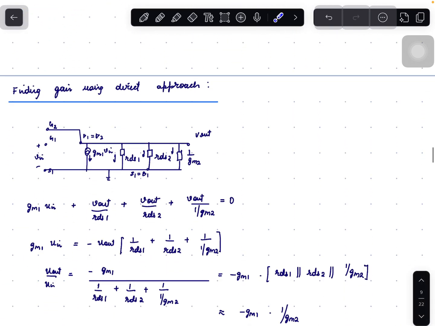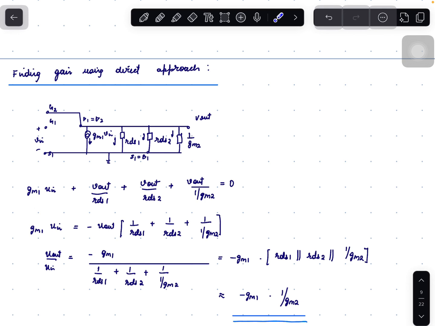Next is finding the gain using the direct approach. Draw the small signal model of the circuit which is shown here and find the KCL at node D1. Here the current flowing in from the Vout node will be equal to 0.